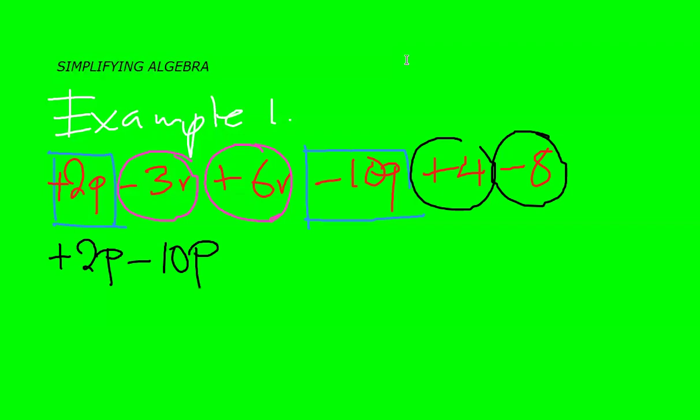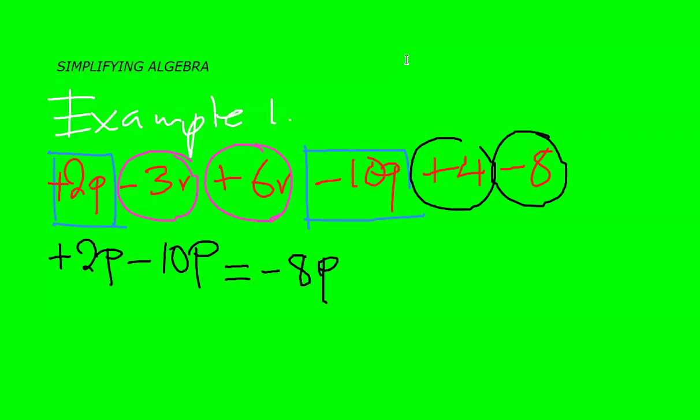All right, now let's see what the p's give us. Remember we said the plus represents the piles and the minus represents holes. Now we have 2 piles and we have 10 holes. So which is more? Of course, you have the holes being more, and they are more by 8. So basically, we get negative 8p. Okay, so you're done with the p's.